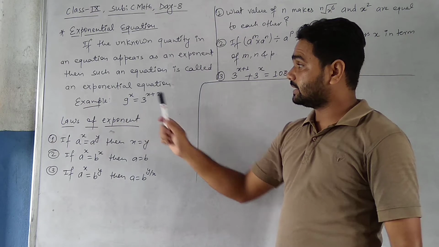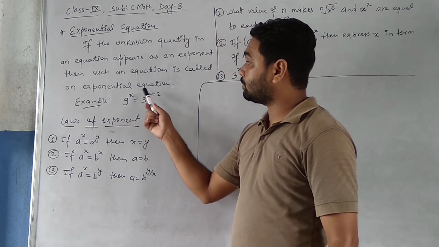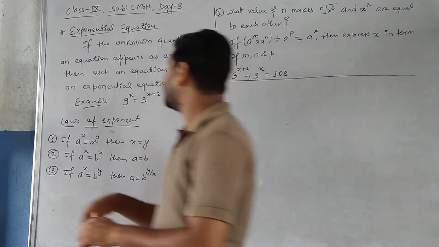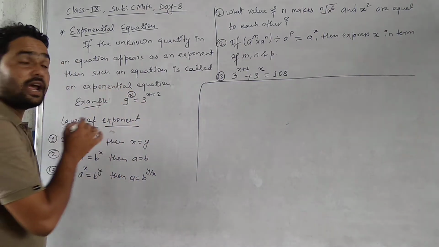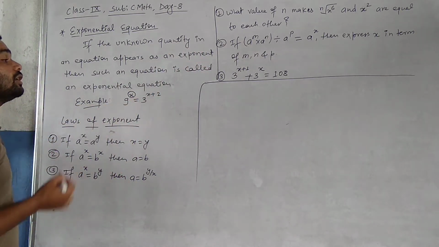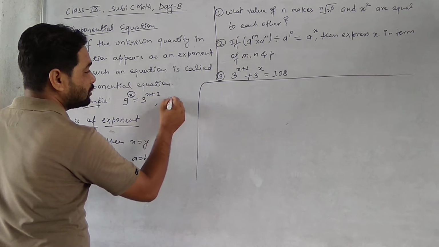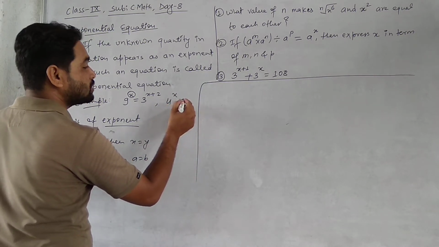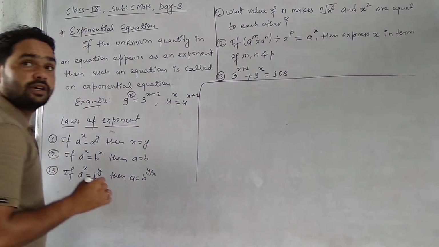I have written an example here. Look at 9 power x equals 3 power x plus 2. X is the unknown quantity over here, and we have written it in the form of the exponent, that means in the form of the power. Another example we can write is 4 power x equals 4 power x plus 2, also this way.